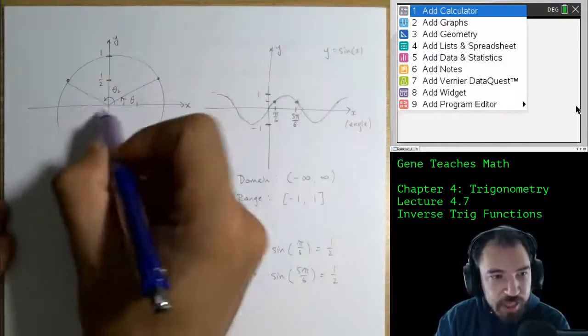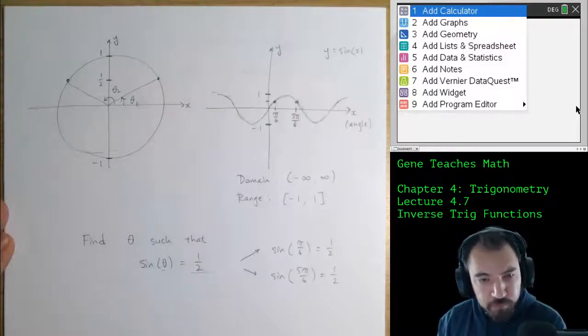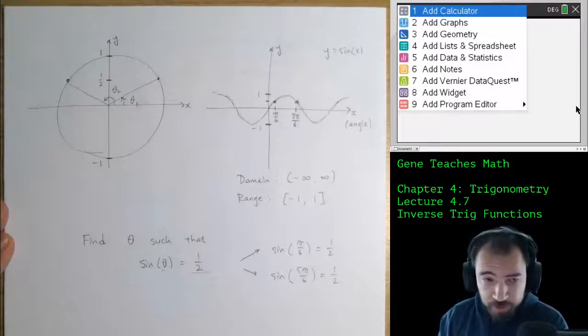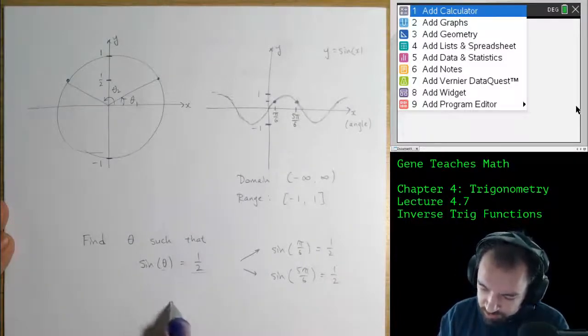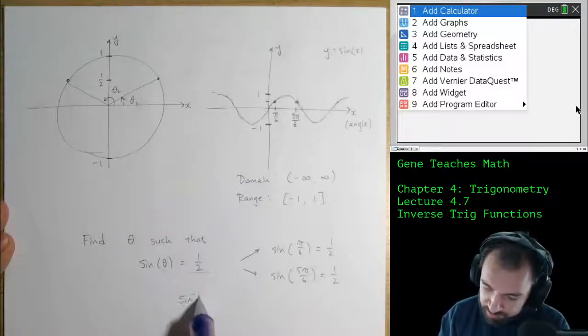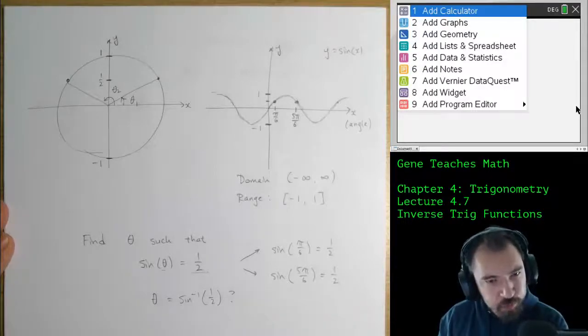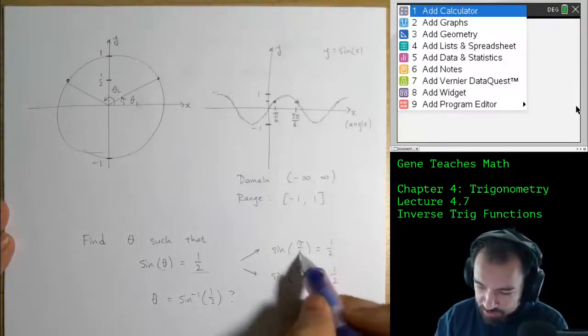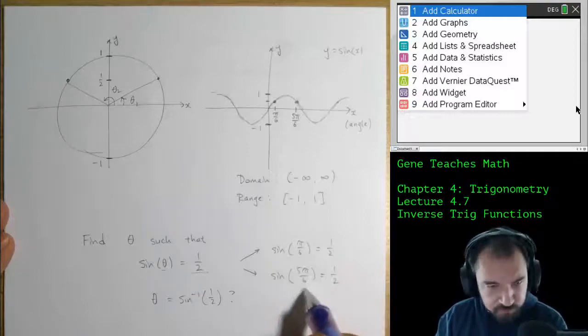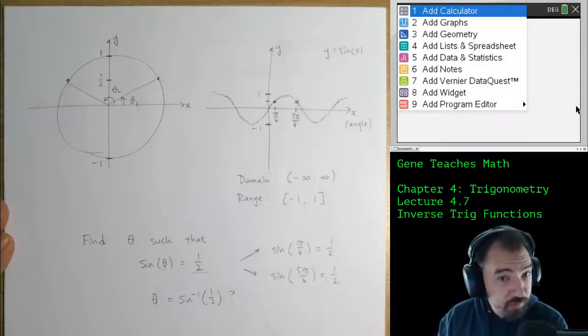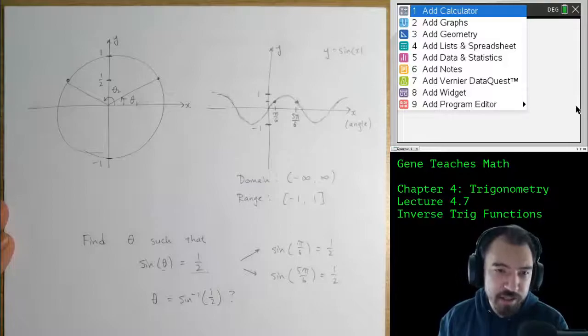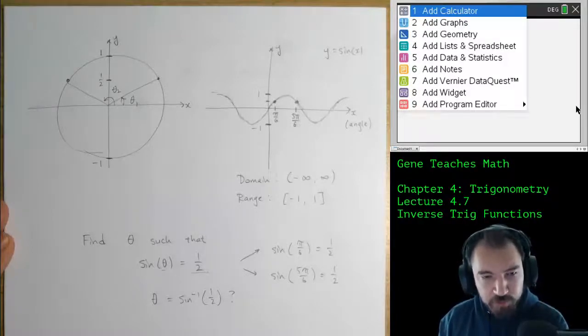I can keep doing laps around the circle, which means if I were to try to ask the question here, what is the sine inverse of 1/2? Perhaps I would encounter an ambiguity. Is the answer pi over 6? Is the answer 5 pi over 6? Is the answer something else? And that is not an ambiguity we're allowed to have with functions and inverse functions.